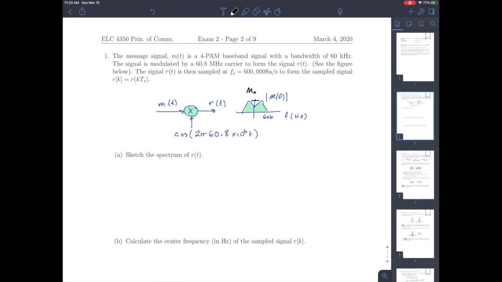And here's the solution to problem number 1 from exam 2. In this problem, we have a message signal m(t). It's got a baseband bandwidth of 60 kilohertz, and it's modulated up using amplitude modulation to 60.8 megahertz. Then we're going to sample this, intentionally aliasing it effectively by downsampling at 600 kilosamples per second to form the received signal r[k].